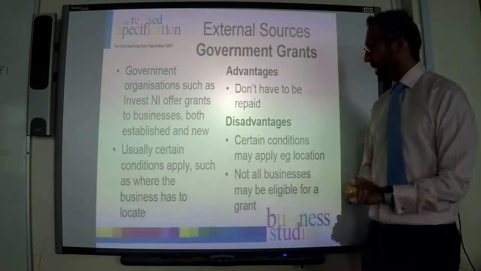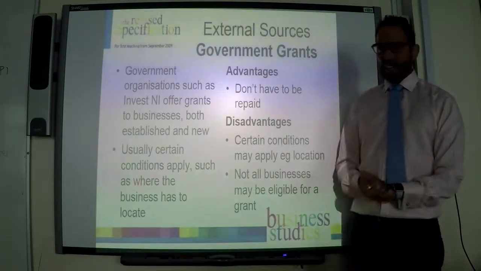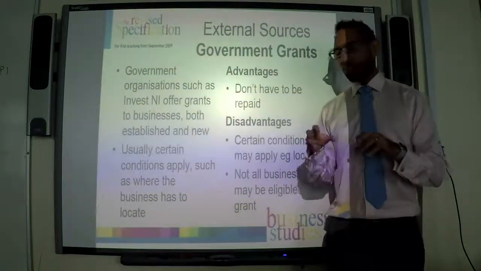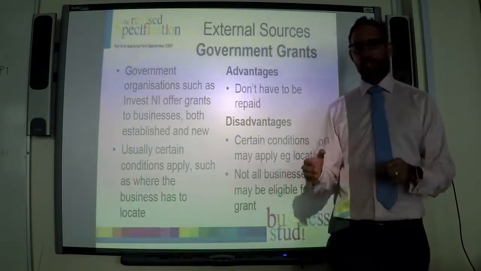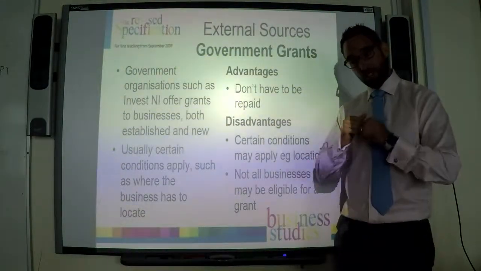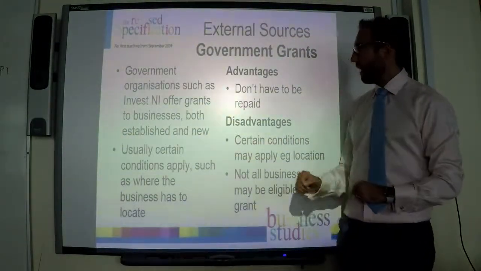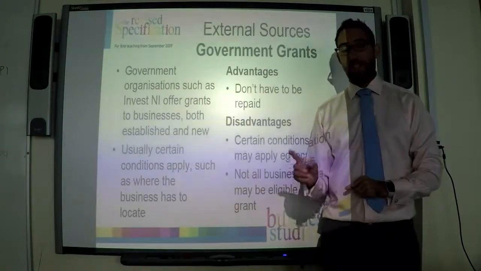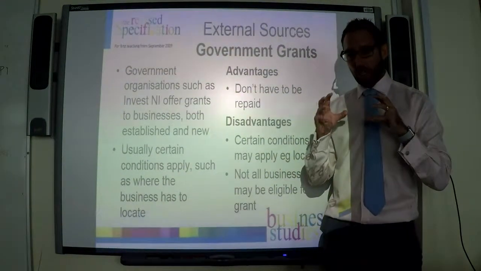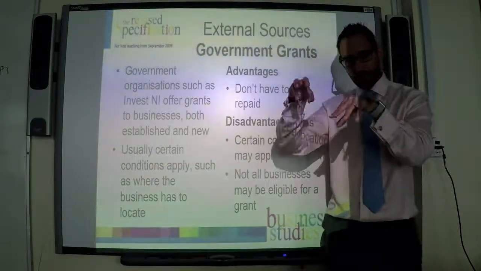Okay, grants we've done many times on this course. So grants, I like to use the word free money, but it's not free money, okay? Grants are basically loans, but they are loans that do not have to be repaid. So the government gives you cash, they say, right, you can use that cash on whatever you need to, and you do not have to repay us. However, this is why it's not free money. It's a loan, but it's lent to you with certain restrictions, certain requirements, what I like to call strings attached, okay?